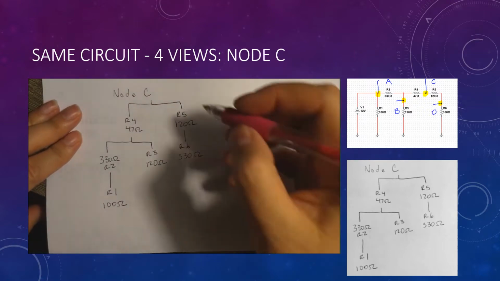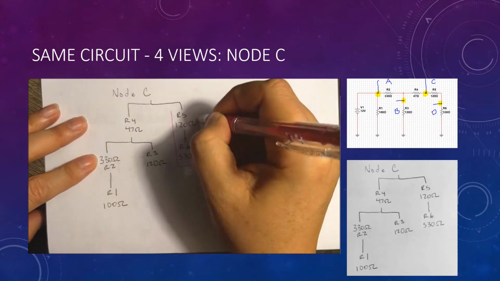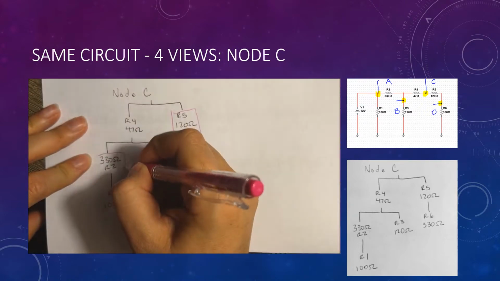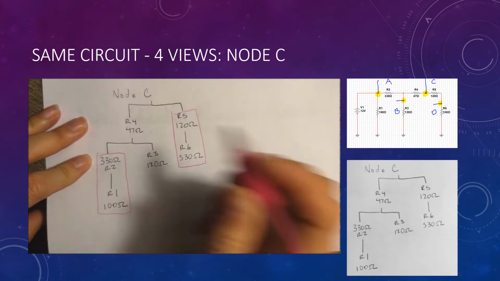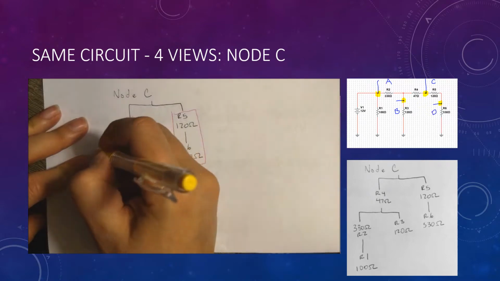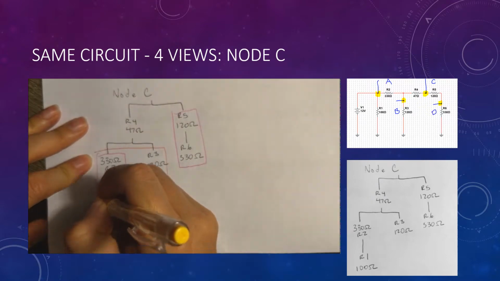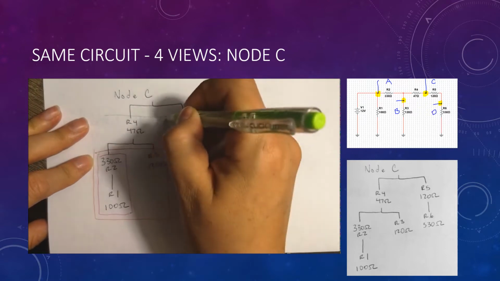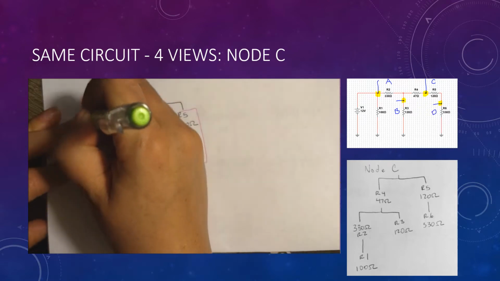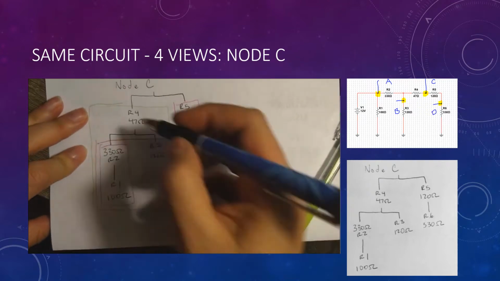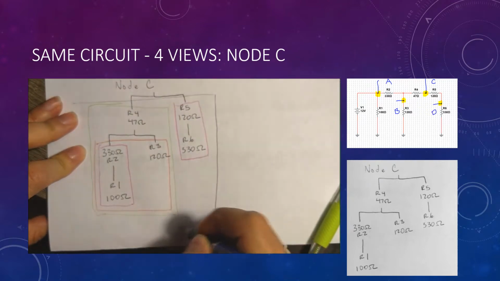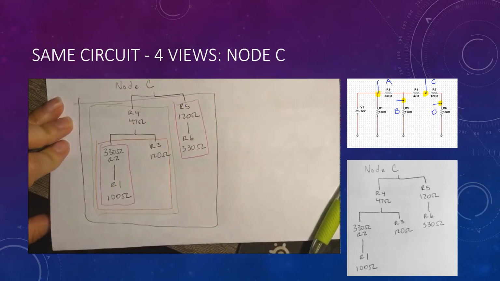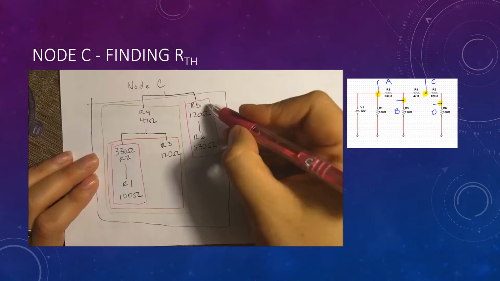From here, we can map out our series circuits, R5 and R6, and R2 and R1, as well as our parallel of R2, R1, and R3, another series of R4 with the result of R2, R1, and R3, and then finally the parallel between the result of R4, R2, R1, R3, and R5, R6. So let's solve this one.